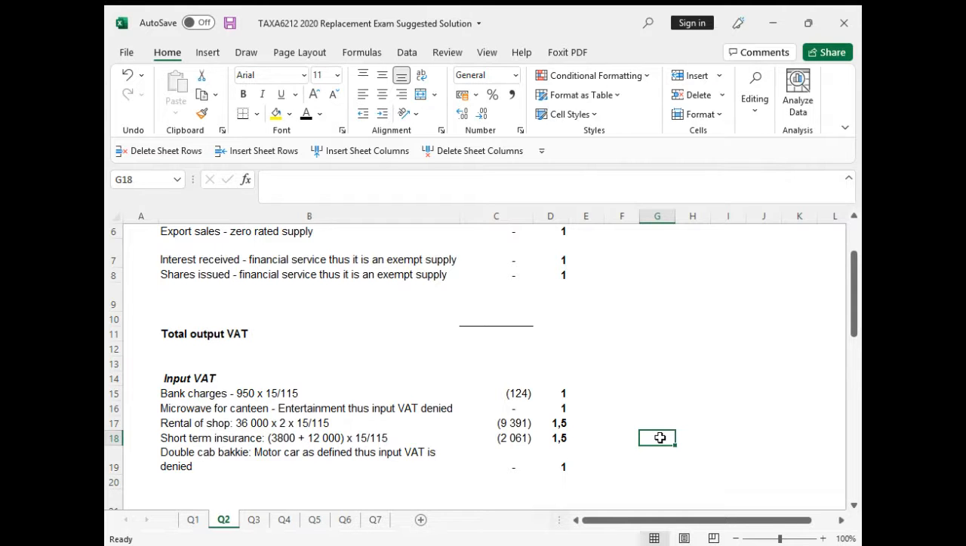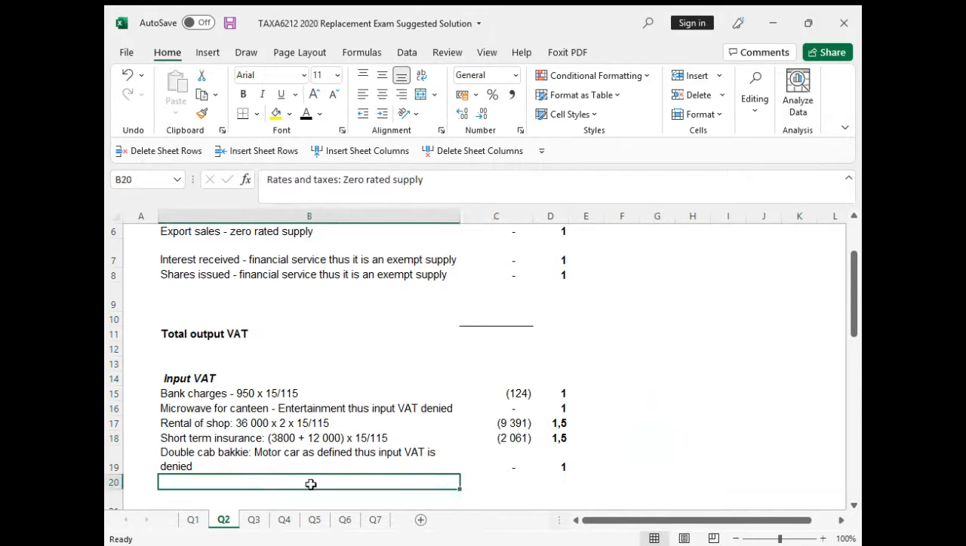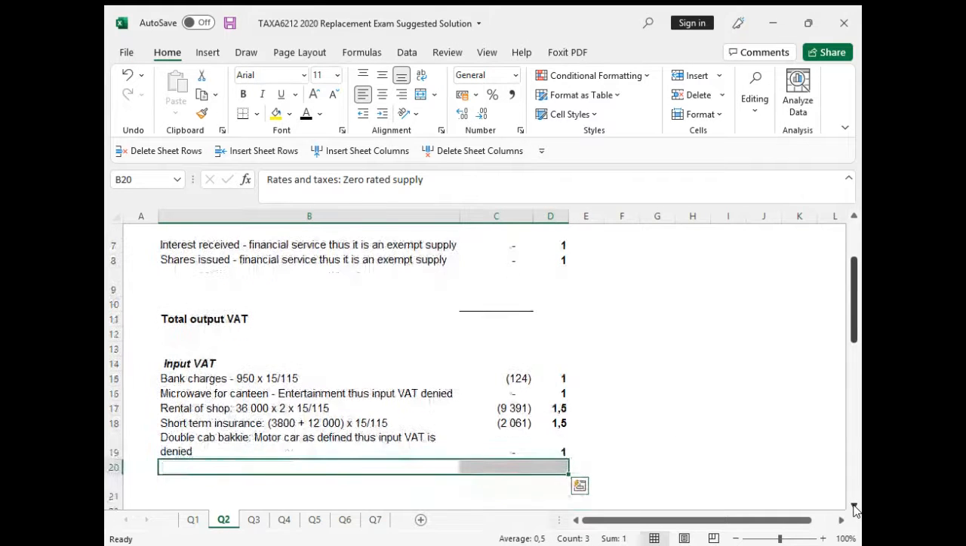Then if you see anything second hand, make sure if it's from a non-vendor, you can claim the notional input VAT. If it's not from a non-vendor, then you cannot claim the notional input VAT. So for the bed, let's quickly see, note rates and taxes.